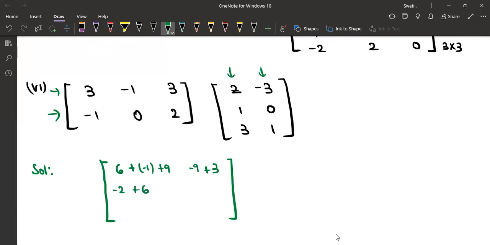Next is second row, second column. So -1 times -3. Minus minus is plus, so 3 only. 0 times 0, no need to write down, and then plus 2. This is the second, like the next entry. For the next one, we are done.